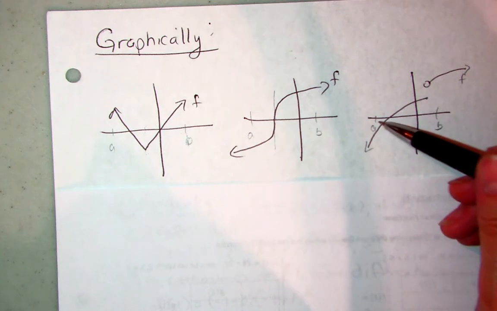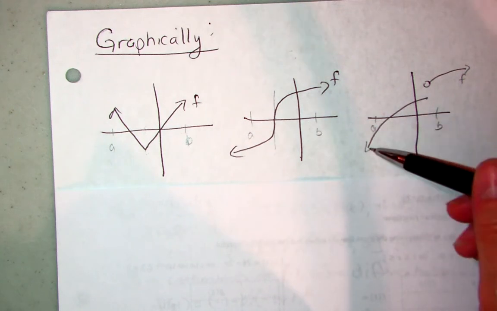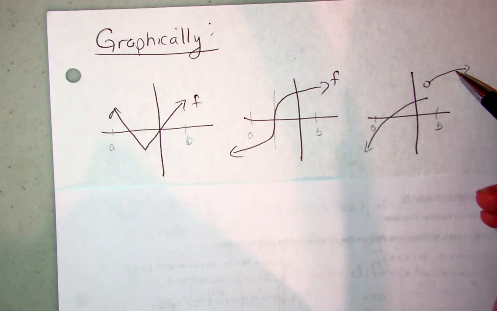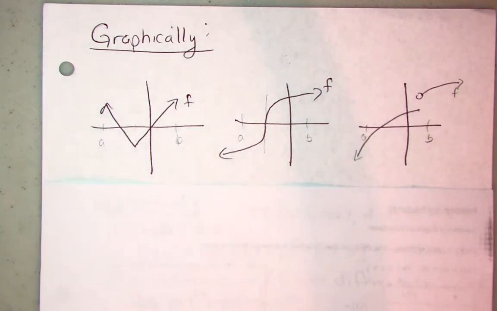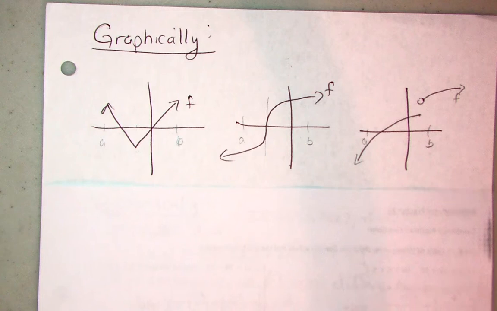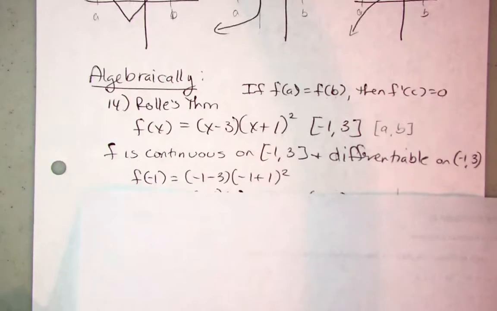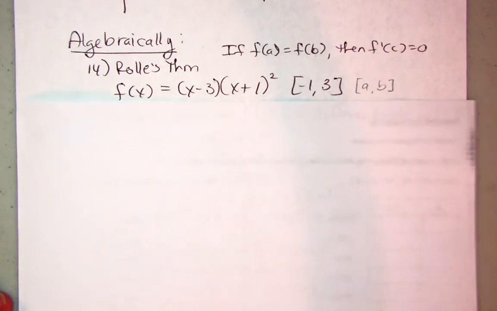For this one here, from this interval from A to B on the open interval, it is not even continuous. So I cannot use the mean value theorem or Rolle's theorem at all. It fails there. So algebraically, let's do a problem.